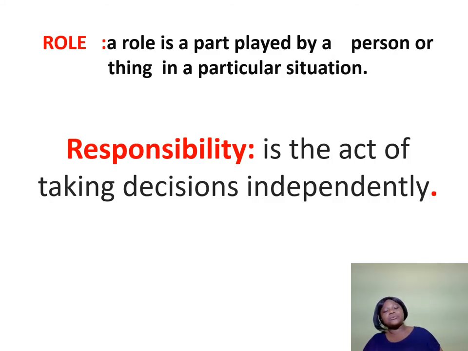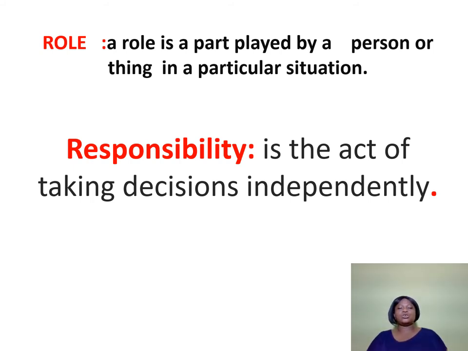So let's look at some roles. Some roles of what? The kids or the children, the mothers, and then the father in a family. Good. So let's look at the meaning of a role first before we continue, okay? So a role is a part played by a person or thing in a particular situation. To play a role is a part played by a person or a thing in a particular situation.